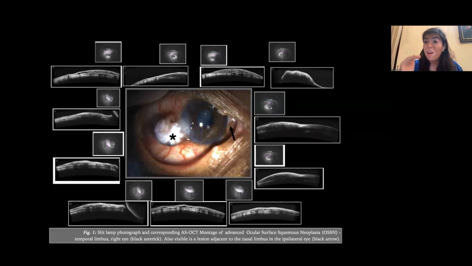So it's not just depth, but it's also location-based, and we can create a protocol that will help us assess these patients. Not only that, but it can also help identify your surgical margins, because a number of times what you see there is not actually where your surgical margins are. If you're able to put together a montage of images on anterior segment OCT, you will be able to identify your surgical margins more accurately should you need to go in for surgery.